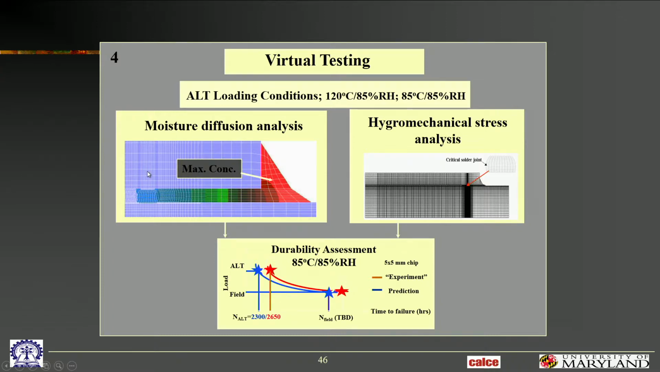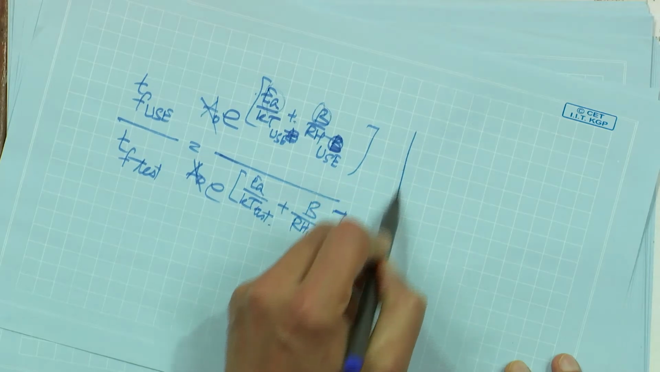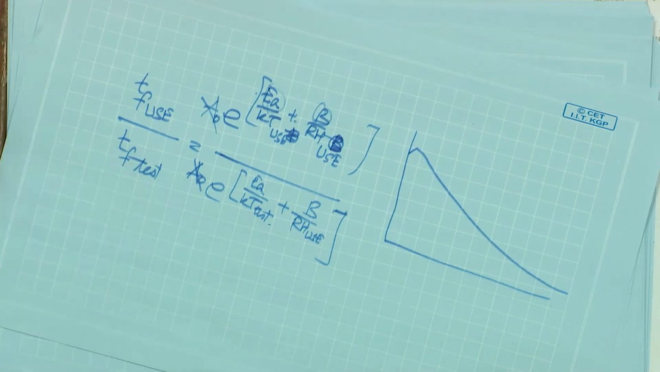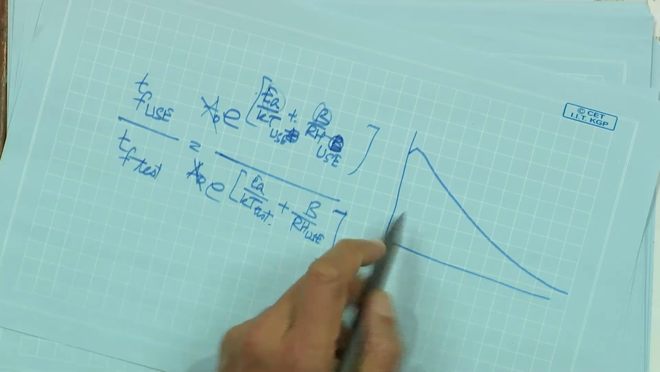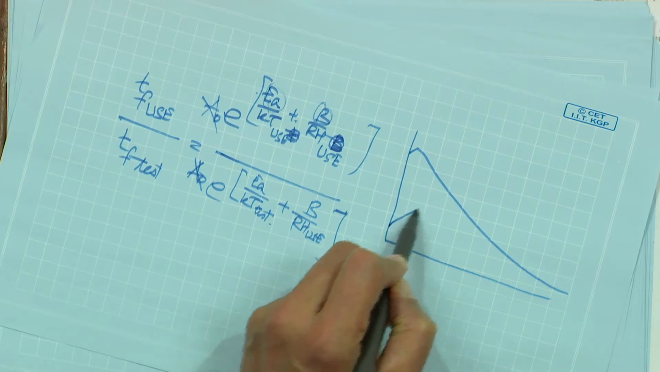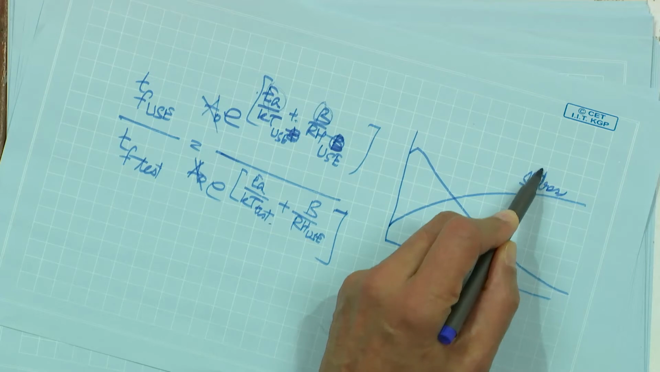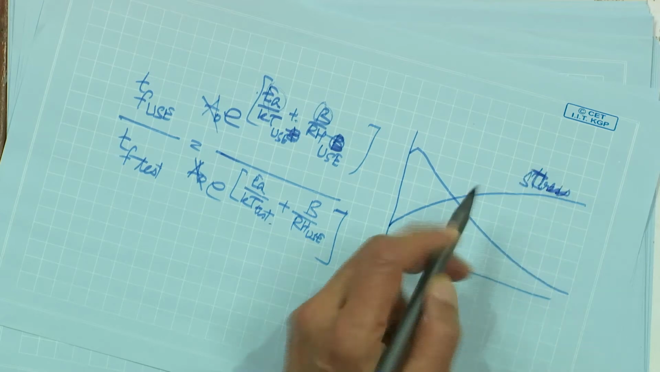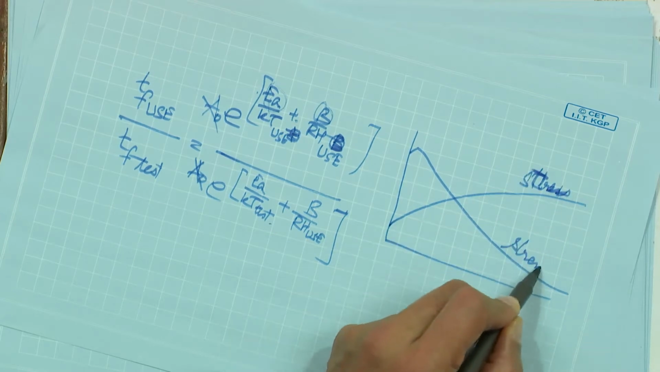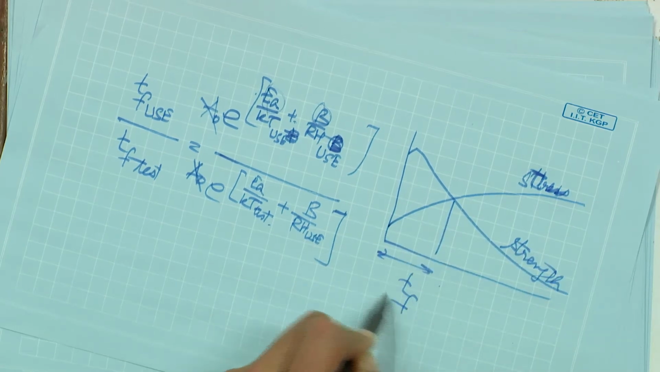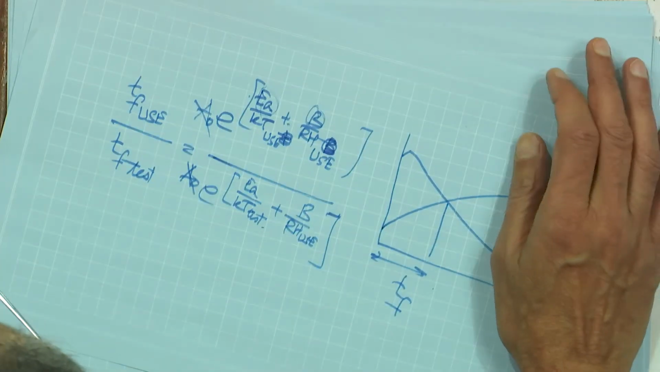So basically what is happening is you already saw that the strength is decreasing over time. That was up here. You saw that the strength was decreasing over time. And because of the slow moisture absorption, the stress is increasing over time. Okay? Stress is increasing over time. Strength is decreasing over time. Question is, when do they intersect? That is time to failure. Right? So that is what we are trying to predict through the modeling.